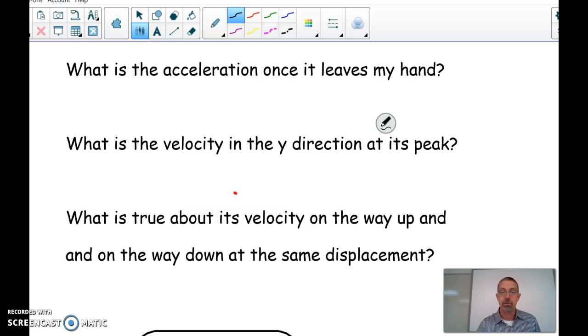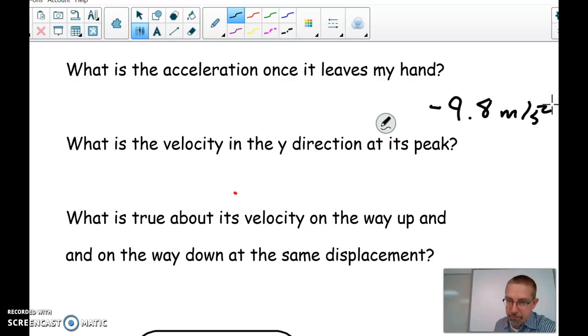Okay, so the first question you might have is, what's the acceleration once it leaves my hand? Well, acceleration due to gravity is going to be constant. It's always going to be negative 9.8 meters per second squared. It's always a vector pointed in the negative direction. It does not matter if I drop it from a standstill, or if I throw it downwards, or if I throw it up. The acceleration is a constant negative 9.8 meters per second squared. We are assuming free fall. We're not allowing for the fact that there's any air resistance.